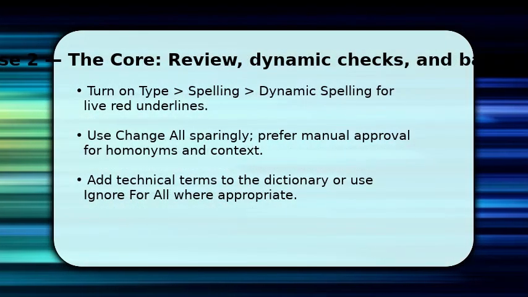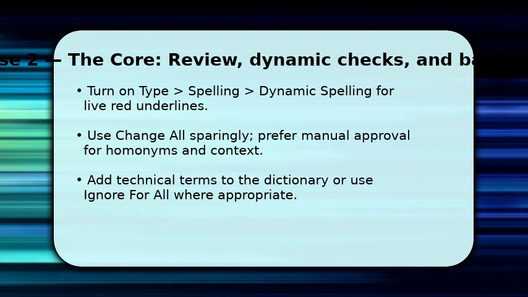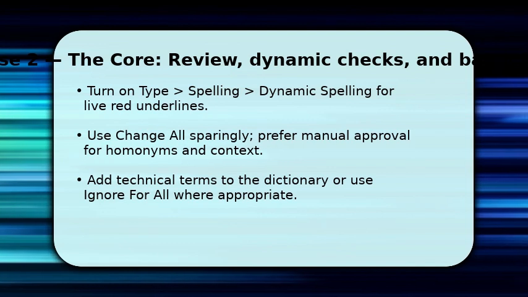Once you have the initial pass done, enable dynamic spelling so you see live red underlines while you work. This helps catch new edits immediately. Then use check spelling again and prefer single change or change all only when you are certain. Context matters for homonyms and names.